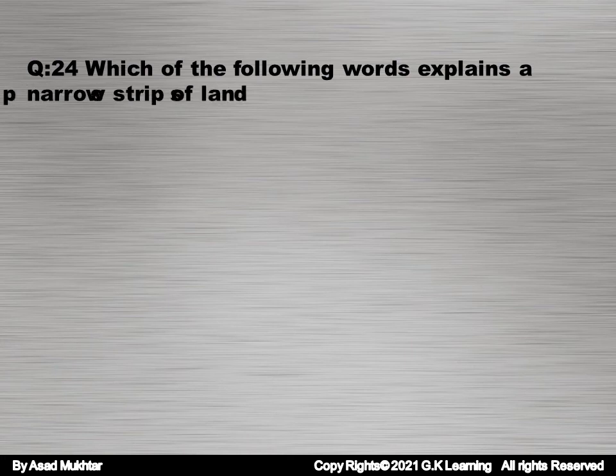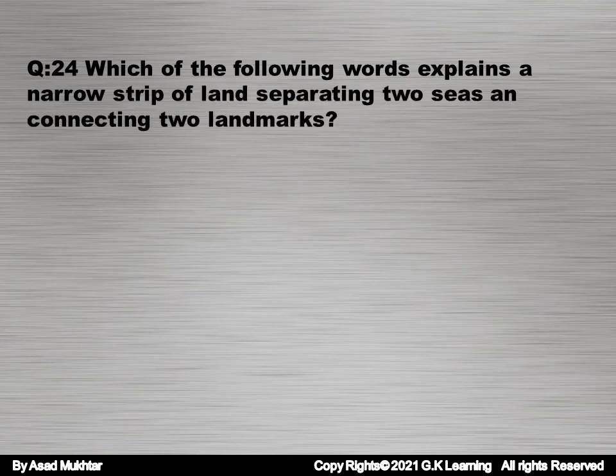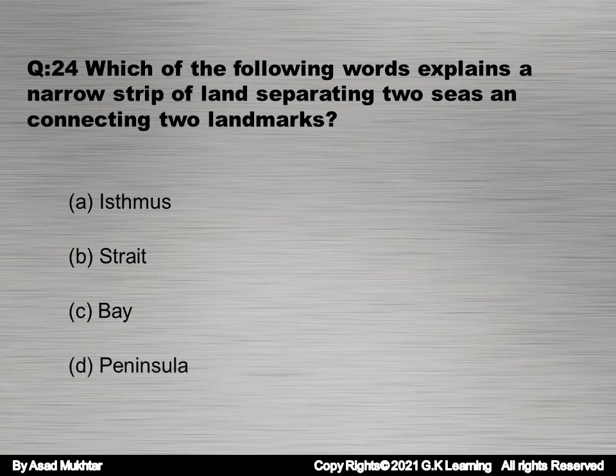Which of the following words explains a narrow strip of land separating two seas and connecting two landmarks? Isthmus, strait, bay, peninsula. The answer is isthmus.